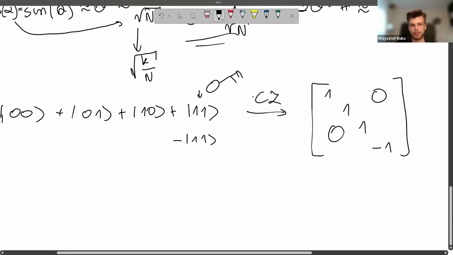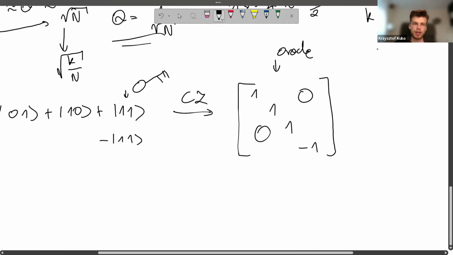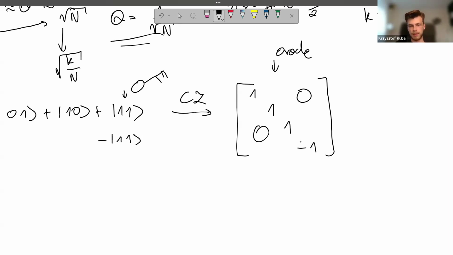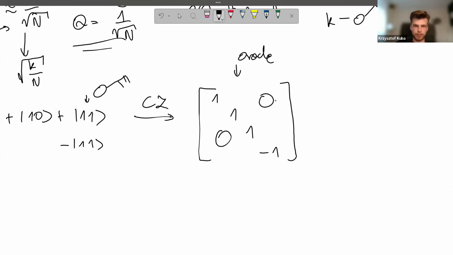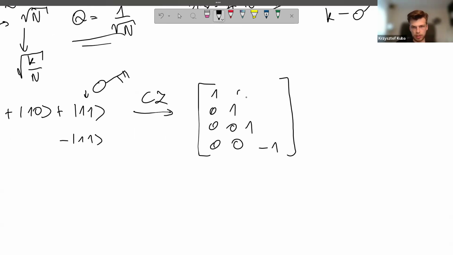So if our oracle, yeah, this will be our oracle. So if our search key is 1, 1, we should give a minus 1 to the matrix form representation corresponding to that oracle, to that key. And maybe right now, for simplicity, I will write zeros here everywhere. I will later remove them.